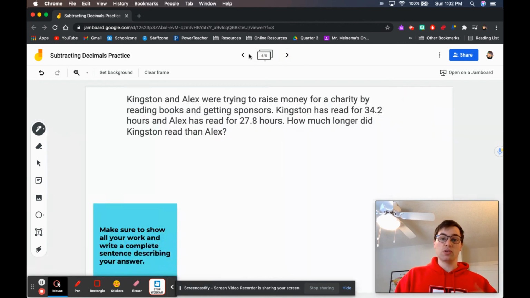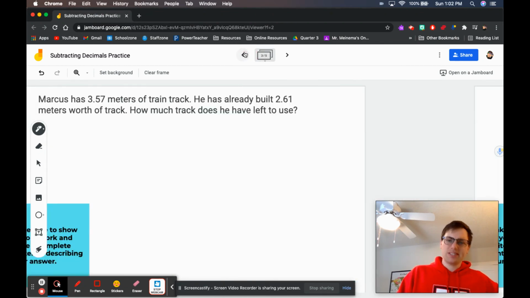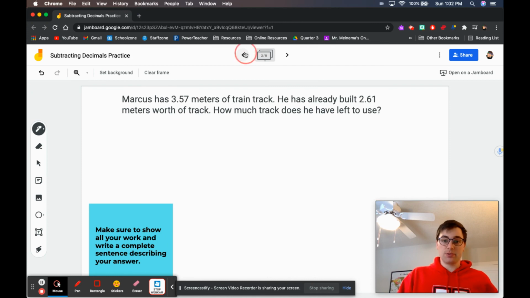So that is it for these slides. Again, there are more questions here, 3, 4, 5. All have another word problem. Again, just figure out what it's asking you. These are all subtraction questions.